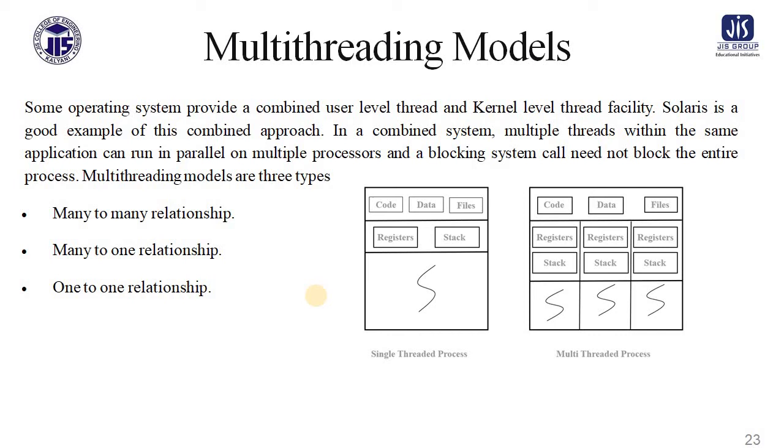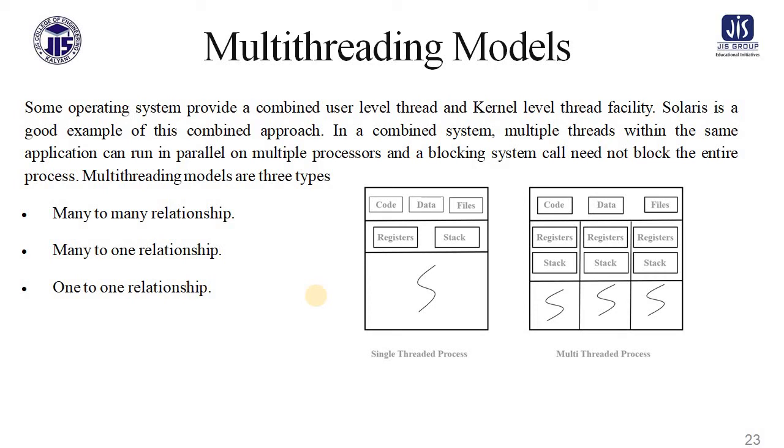So what is the multi-threading model? Multi-threading model means whenever more than one thread is involved. Some operating systems provide a combined user level and kernel level thread facility. Solaris is a good example of this combined approach. In a combined system, multiple threads within the same application can run in parallel on multiple processors, and a blocking system call need not block the entire process.